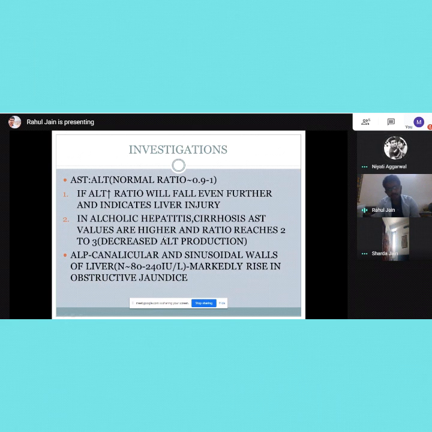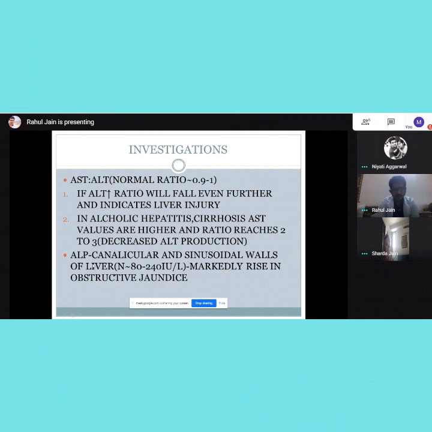And why is this ALT production decreased? Because ALT production requires pyridoxal phosphate, and this pyridoxal phosphate is deficient in alcoholics. So in alcoholic hepatitis it is the opposite: the ratio rises and AST is higher, and the reason is ALT production is very low due to decreased pyridoxal phosphate levels in the body, and alcoholics are deficient in pyridoxal phosphate.